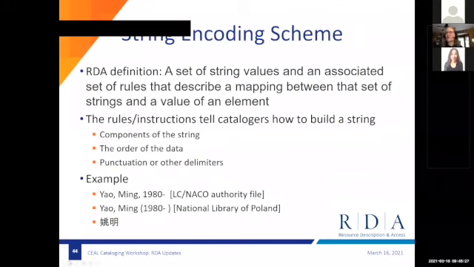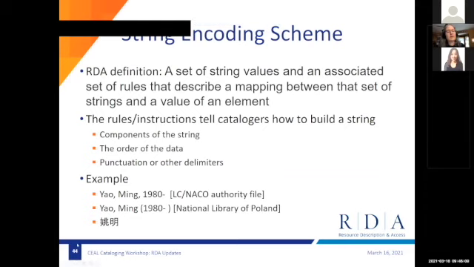String encoding schemes. What on earth are these? Well, it's a set of string values and associated set of rules that describe a mapping between that set of strings and the value of an element. In other words, they tell catalogers how to build a string, the components, the order of the data, and the punctuation. If you have ever created an authorized access point and did not create a corresponding authority record, but you followed all the instructions in AACR2 or RDA to create that access point, you've applied a string encoding scheme. And the reason that this needs to be local rather than global RDA is because there are a lot of different approaches to the same data.